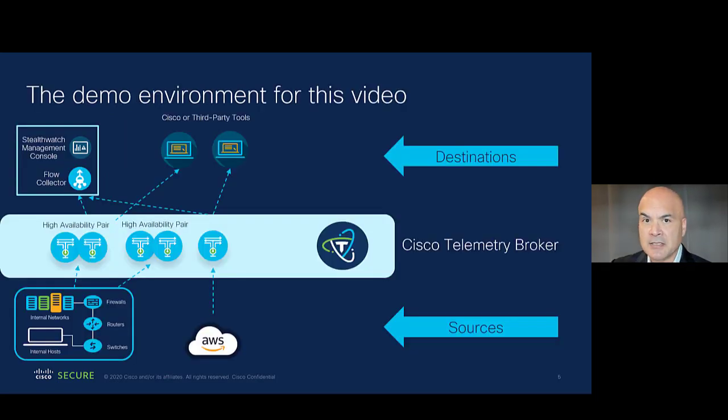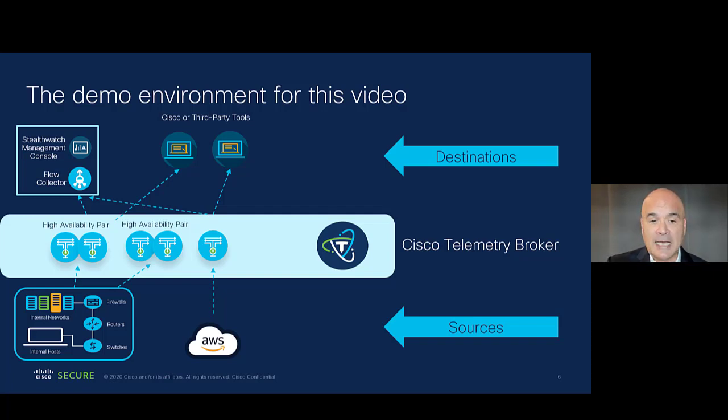Let's take a look at our demo environment because we want to have this mental model as I go through the demo. Again, on the bottom, we have our sources. These are things that are emitting telemetry. And on the top, we have our destinations. So I have an instance of Cisco StealthWatch running with a flow collector. That'll be a very high performing collector at the top. You could have Splunk at the top. You could have a network management system.